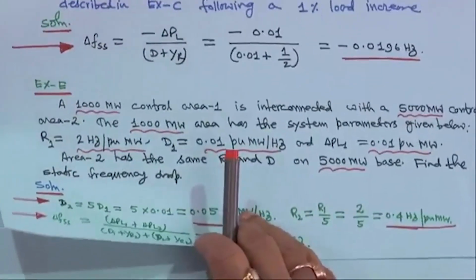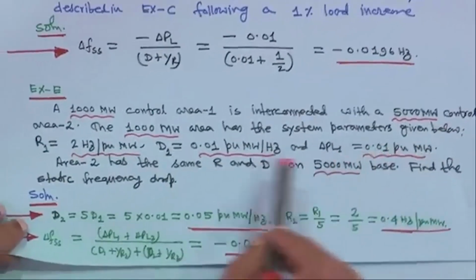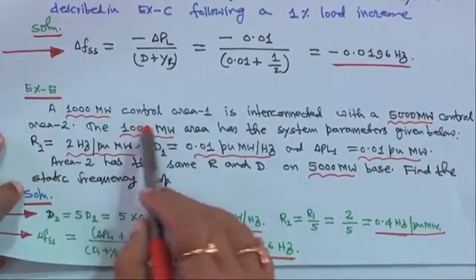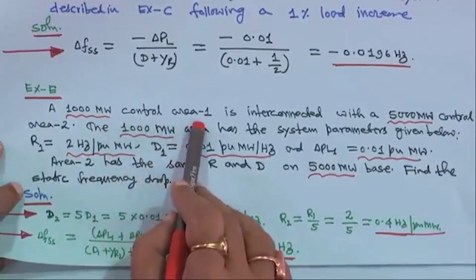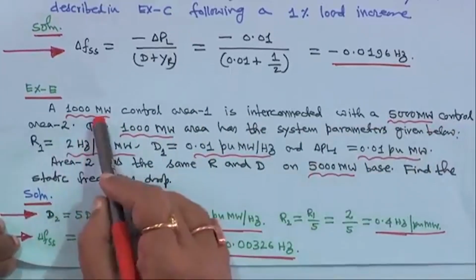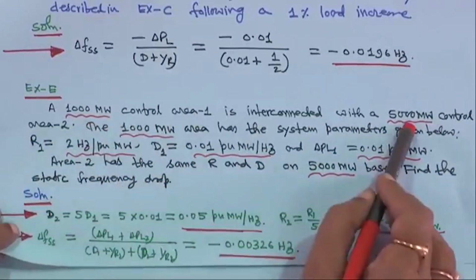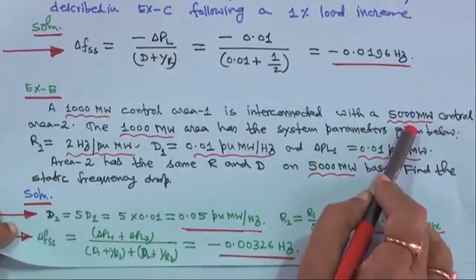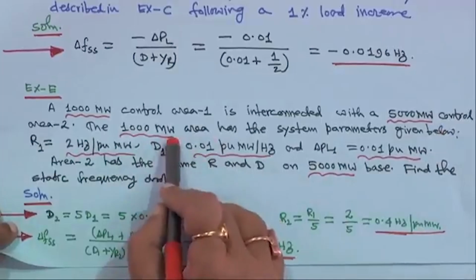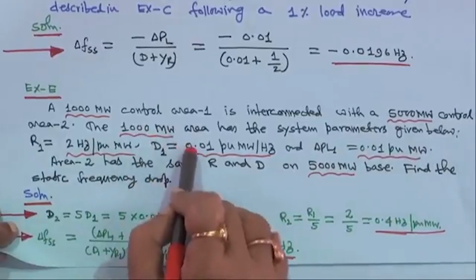Such that you will have no confusion when you go through this recorded lecture throughout, right? Now example E, this is the last, fifth example. Some more I will show you. A 1000 megawatt control area 1 is interconnected with a 5000 megawatt control area 2. That means area 1 rated capacity PR1 is 1000 megawatt and area 2 rated capacity PR2 is 5000 megawatt, right? The 1000 megawatt area, that means area 1, has the system parameters given below.